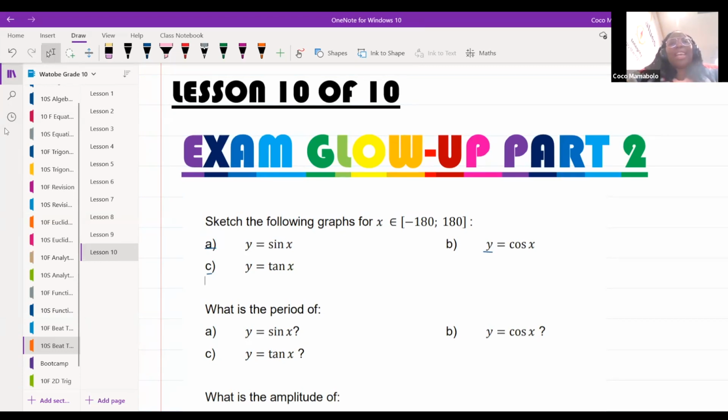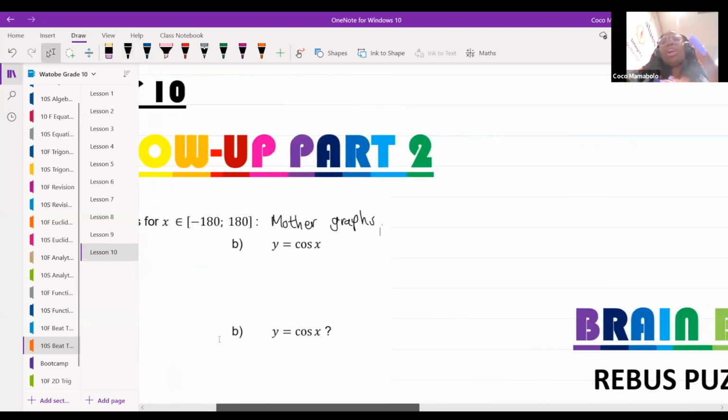They are trig functions, yes. But when we draw the typical looking graph, we call it the mother graph, because all other graphs are just variations of this graph. So we always have to ask ourselves, what have they actually done to the mother graph? That's what we're always going to be asking.